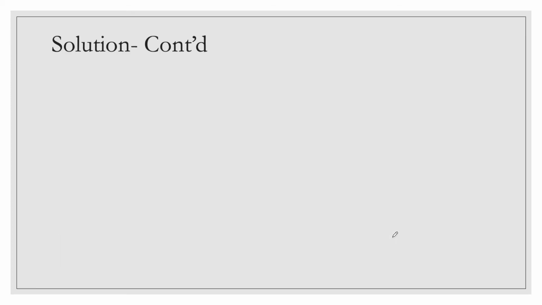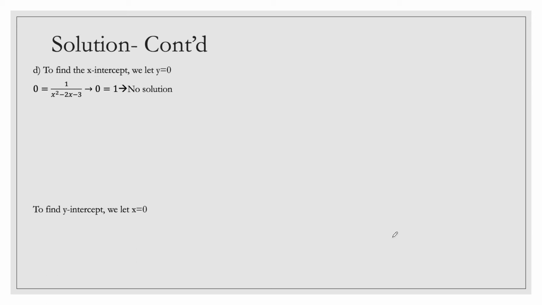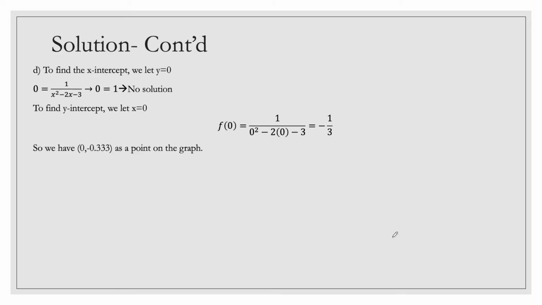Now let's find the x and y intercepts. To find the x-intercept, we let y equal 0. And when we let y equal 0, we end up getting 0 is equal to 1. And just like we saw before, there's no solution. So that means that there's no x-intercept. To find the y-intercept, we let x equal 0 and then we solve. So when we let x equal 0, that means that we sub in 0 into the function, and we end up getting f at x is equal to negative 1/3. So that means that the y-intercept is (0, -1/3), or (0, -0.333) if we want to write it as a decimal.